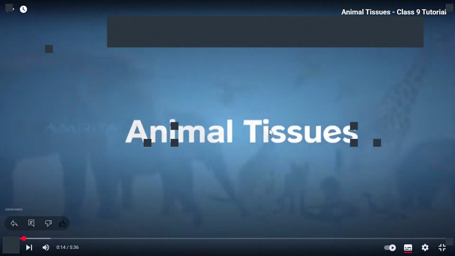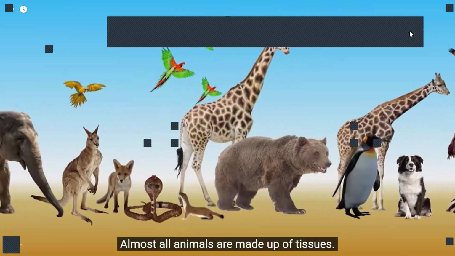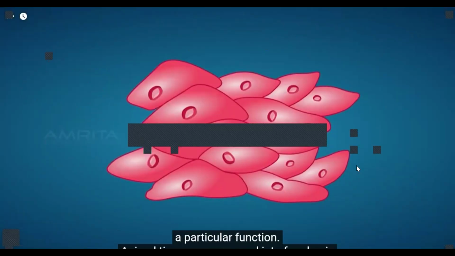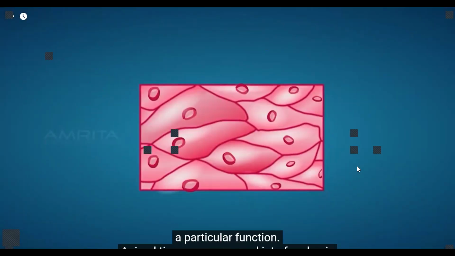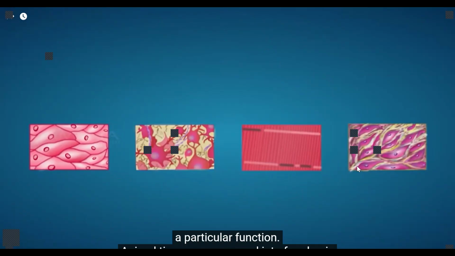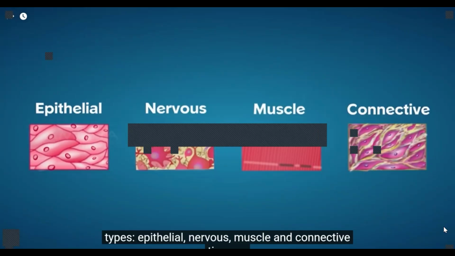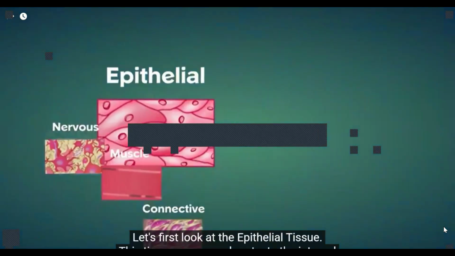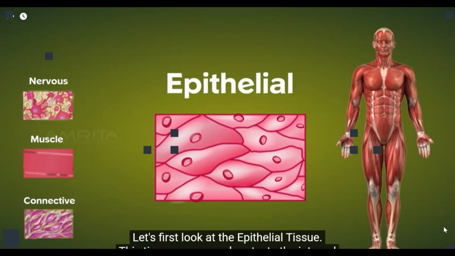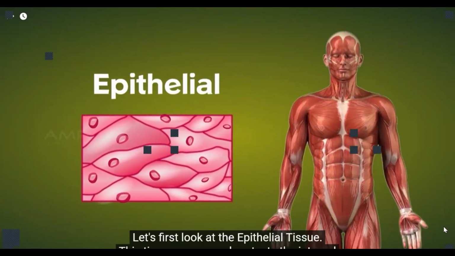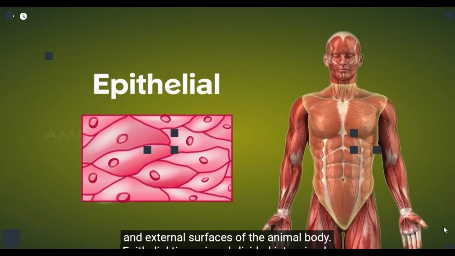Tissues. Almost all animals are made up of tissues. Tissues are groups of cells that are similar in structure and work together to achieve a particular function. Animal tissues are grouped into four basic types: epithelial, nervous, muscle, and connective tissues. Let's first look at the epithelial tissue. This tissue covers and protects the internal and external surfaces of the animal body.